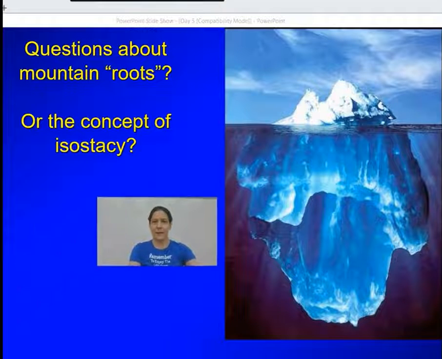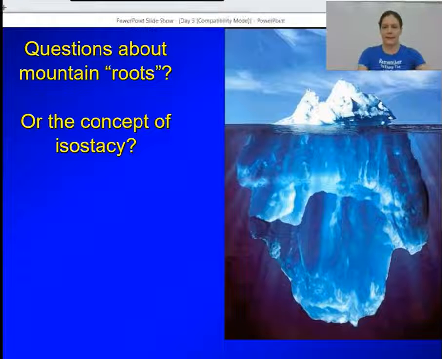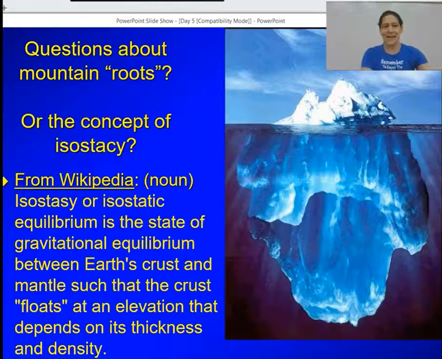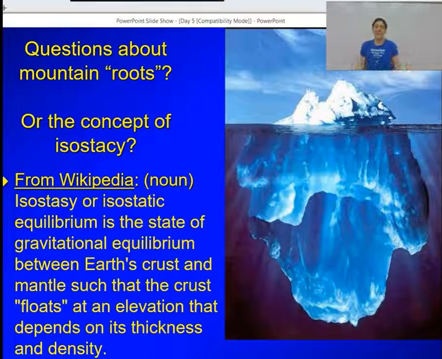And I realize I never gave you a super fancy definition of isostasy, so this is a Wikipedia definition. Sometimes Wikipedia can be wrong, but it's actually not so bad, at least not anymore. So it is a noun, and it says isostasy or isostatic equilibrium is the state of gravitational equilibrium between Earth's crust and mantle, such that the crust floats at an elevation that depends on its thickness and density. So it's basically what we said it was.